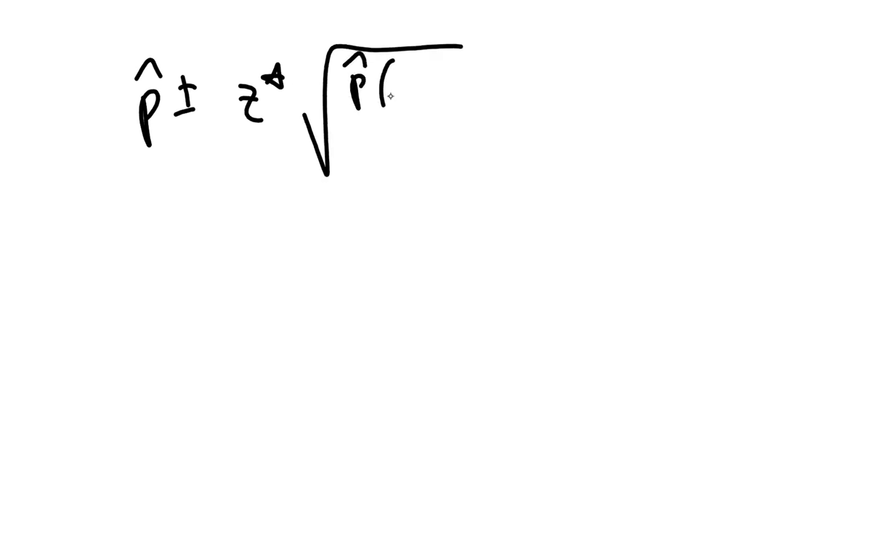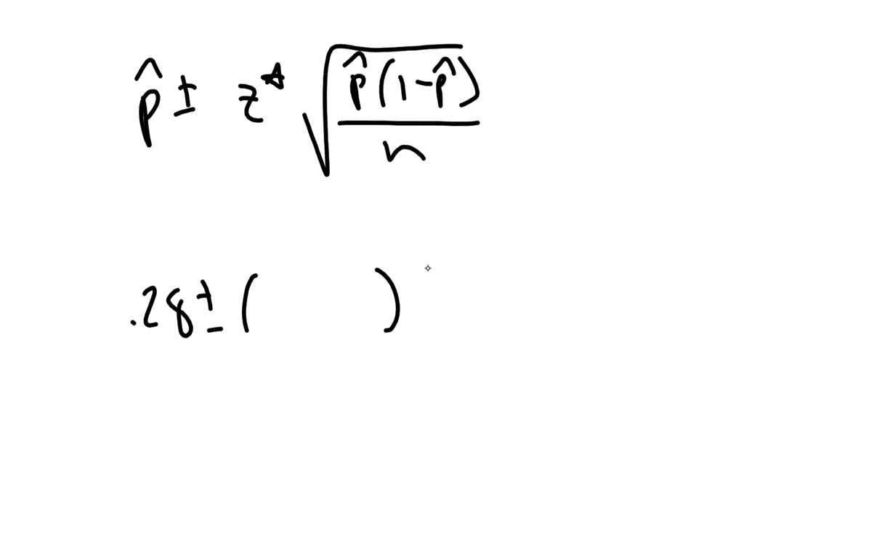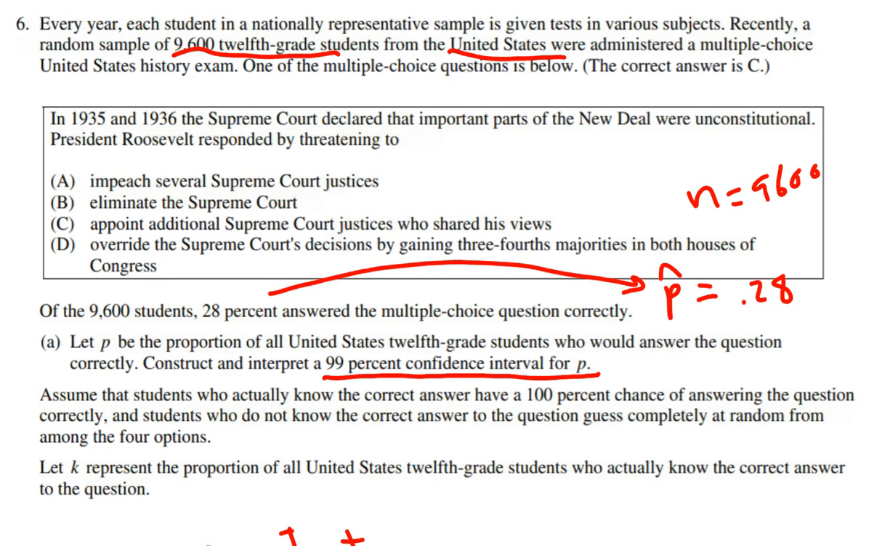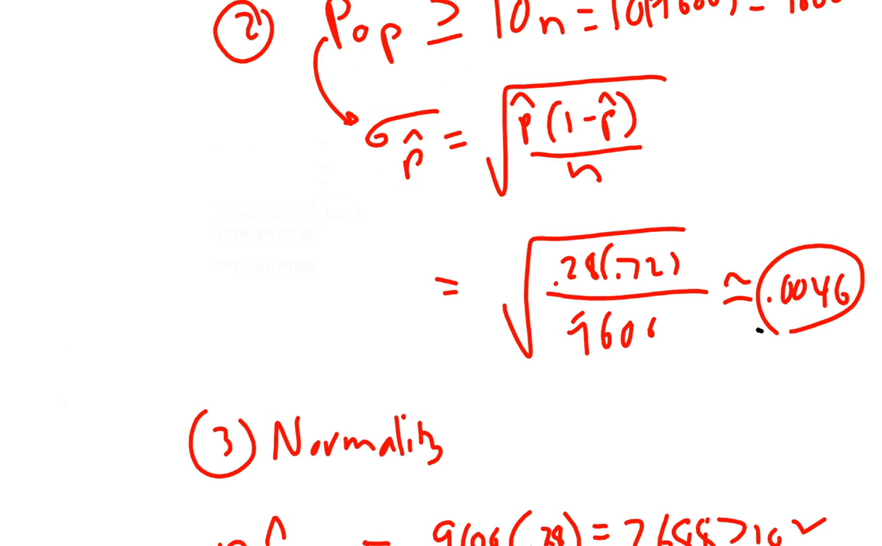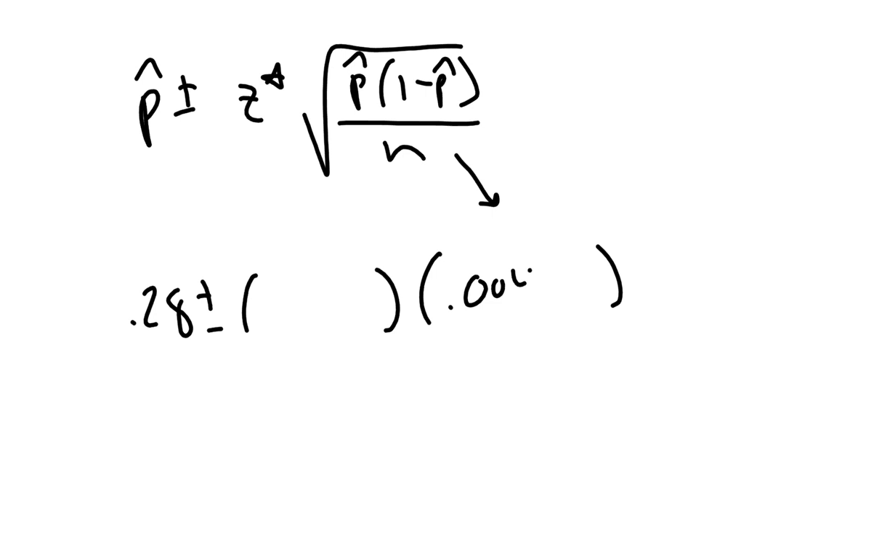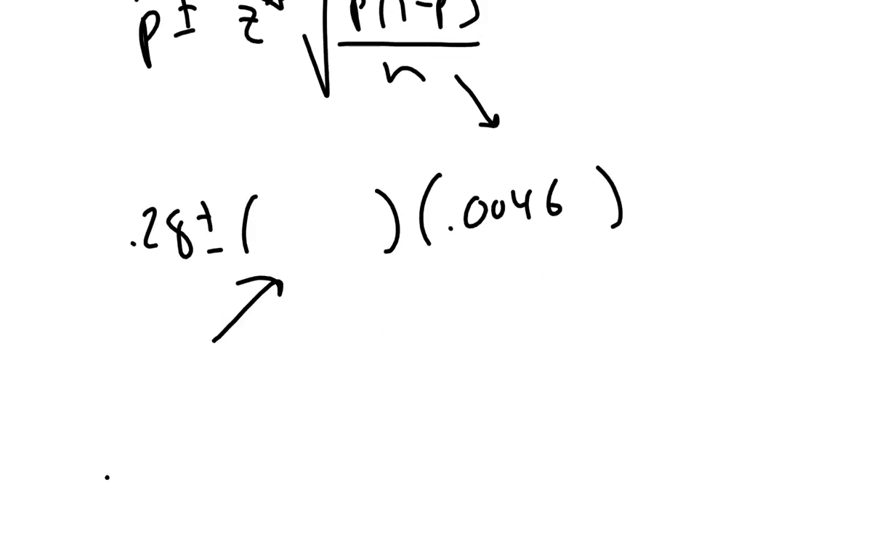So the format of the interval is this: p hat plus or minus Z star times the square root of p hat times 1 minus p hat over n. And our p hat is 0.28. Our Z star is going to remain blank for a moment. And we calculated this value already when we did the second assumption, just in case you forgot. It's right here, 0.0046. So I'm going to put that in here, 0.0046.